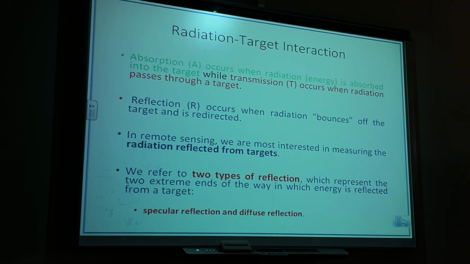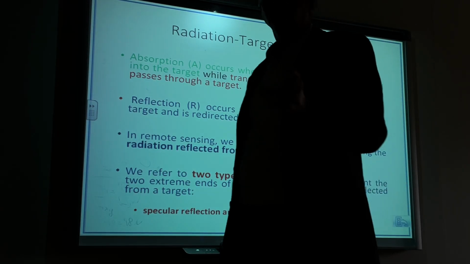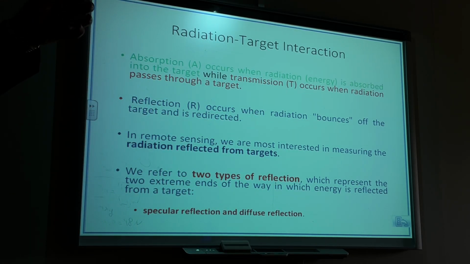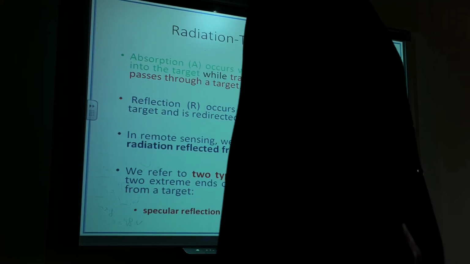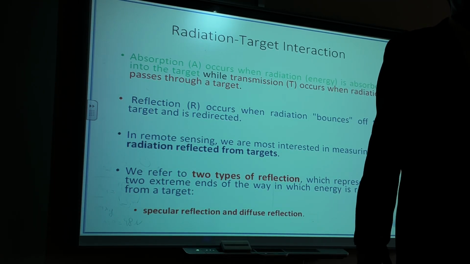Okay, so talking about the radiation target interaction. What do you mean by target? Target is any object or any part of the Earth's surface which you are interested in observing through remote sensing. For example, you are interested in observing the rock types which are exposed. So the rocks become your target.